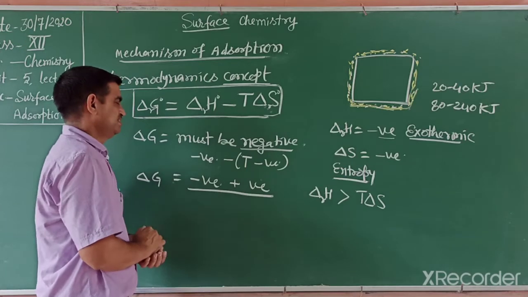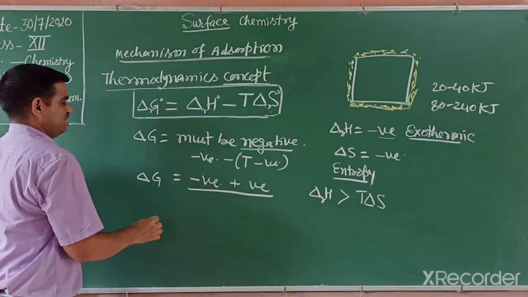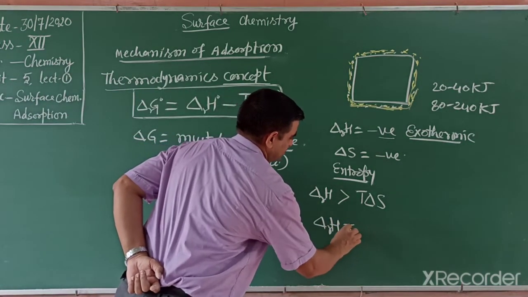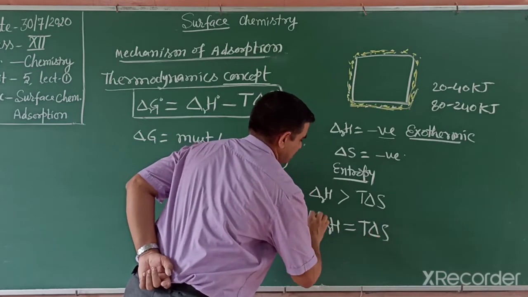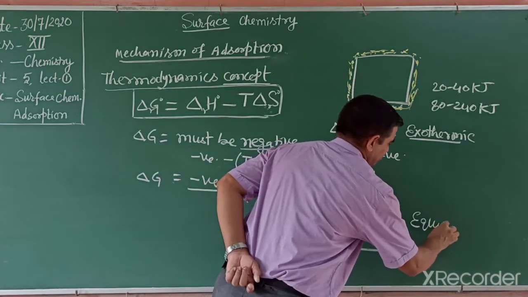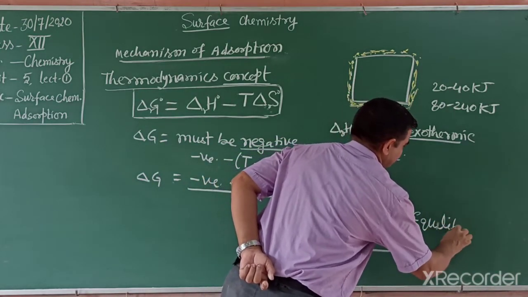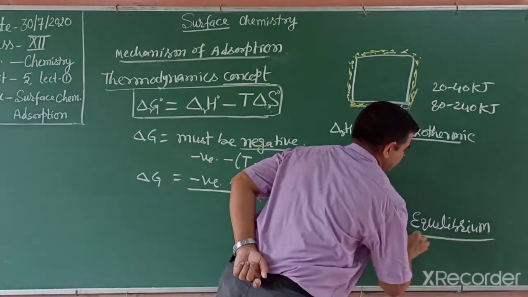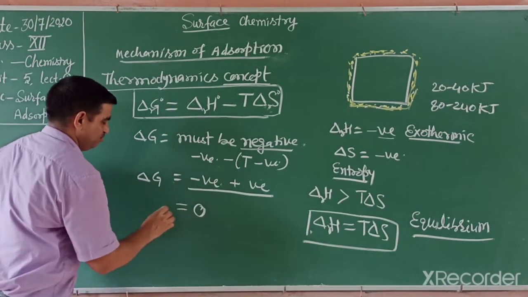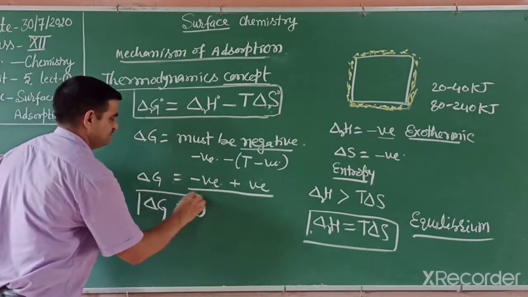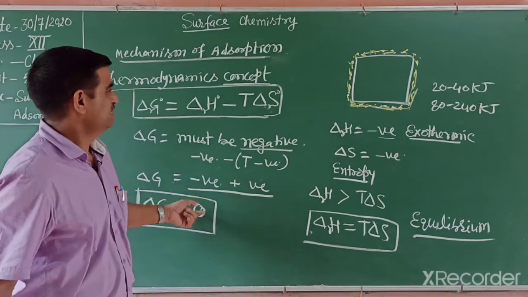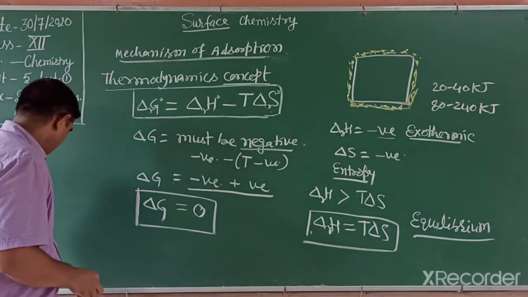Temperature and pressure also affect adsorption. So this is the thermodynamic concept. If both values are equal, enthalpy of adsorption equal to T delta S, that time is equilibrium. This is the equilibrium concept you studied in 11th class. When both values are equal, delta G is 0, and that is equilibrium, so there is no movement to any side. That is the thermodynamic concept, a very important term.